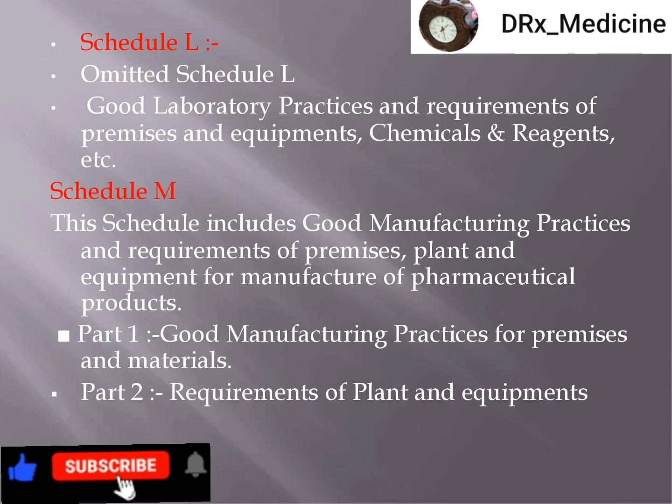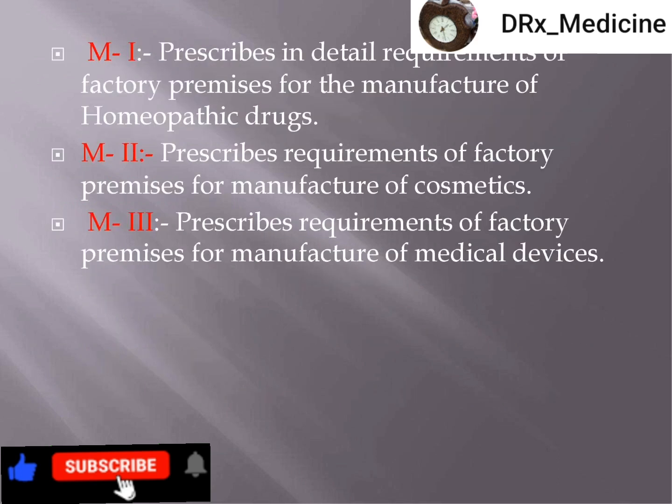Schedule M. This schedule includes good manufacturing practices and requirements of premises, plant and equipment for manufacture of pharmaceutical products. Part 1: good manufacturing practices for premises and materials. Part 2: requirements of plant and equipment. M1 prescribes in detail requirements of factory premises for the manufacture of homeopathic drugs. M2 prescribes requirements of factory premises for manufacture of cosmetics. M3 prescribes requirements of factory premises for manufacture of medical devices.